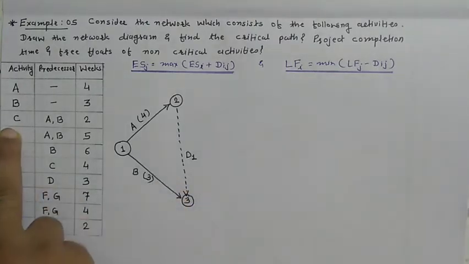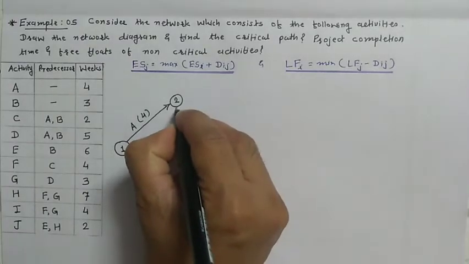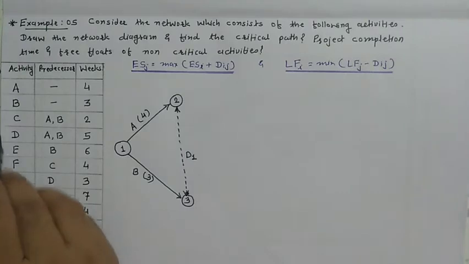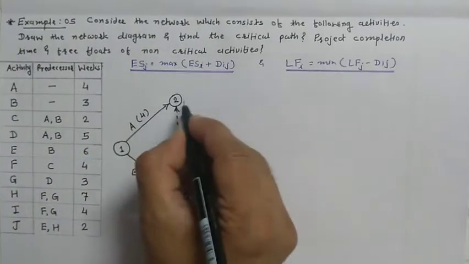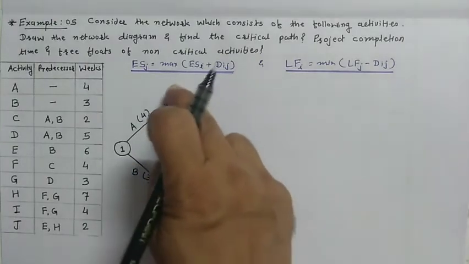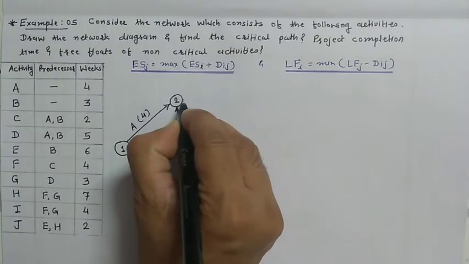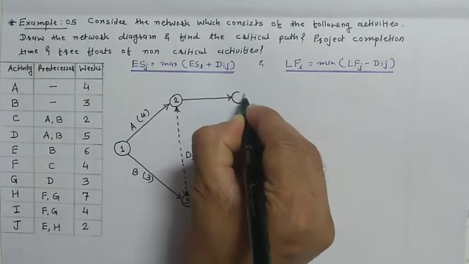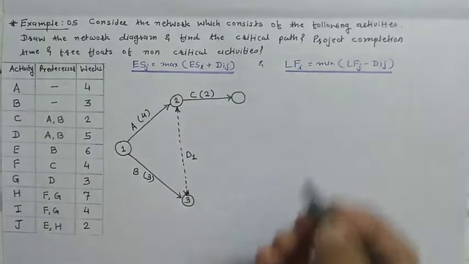Now draw the activity C. From this I will connect. So A and B are joined. Activity C, predecessors are A and B, so I will start from here because at this event activities A and B are finished. So here I will draw the activity C. This is activity C and the duration is 2 weeks.